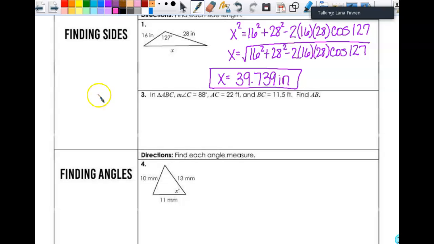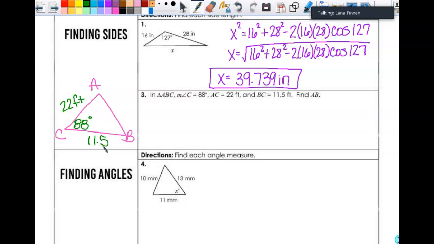All right, so let's do number 3. Number 3, we have to draw it and label it. So I've got triangle ABC, measure of angle C is 88 degrees. AC is 22 feet. The length of BC is 11.5. And I'm looking for the length of AB.